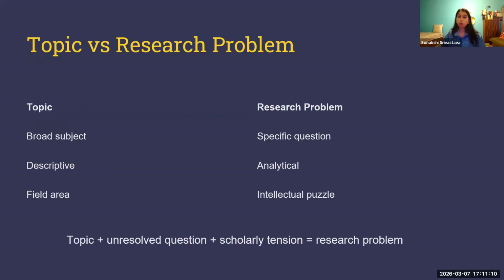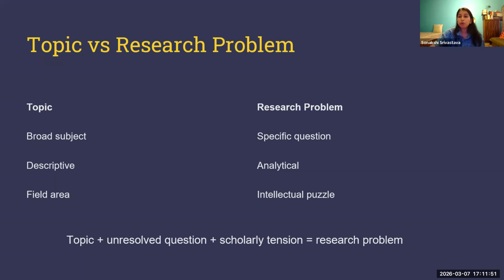Now, when I talk about topic and research problem, an introduction doesn't introduce the reader to the topic. It introduces the readers or the scholars to the research problem. And very subtly put, what is the difference between a topic and a research problem? A topic is a very broad subject, and a research problem is a specific question. A topic is descriptive, a research problem is analytical. A topic concerns the field area, and a research problem concerns an intellectual puzzle.